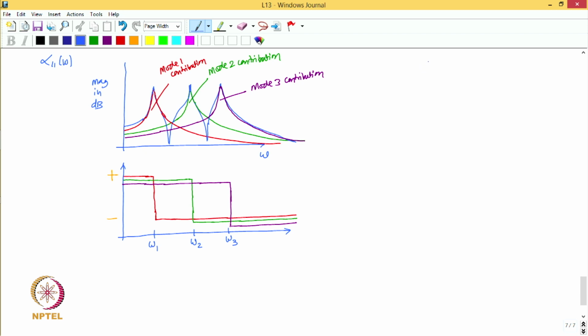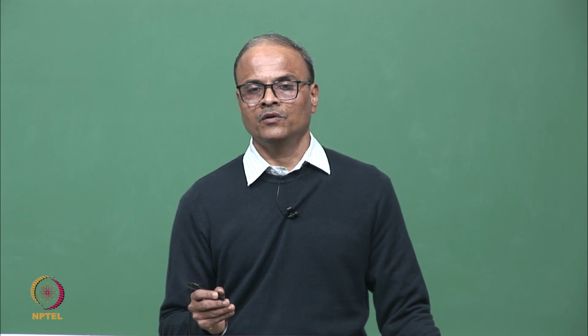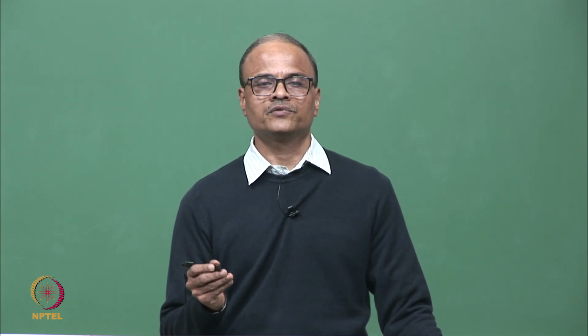So let us look at the frequency range between mode 1 and mode 2, that is, when omega is less than omega 2 and more than omega 1. What are the signs of various modal contributions? We see that the mode 2 and mode 3 contributions have a positive sign, while the mode 1 contribution is negative, as shown by the red line. And therefore, at some frequency in this range, these positive and negative contributions would mutually cancel. So at that frequency, the FRF magnitude would be 0, and that frequency forms an anti-resonance frequency of this system.